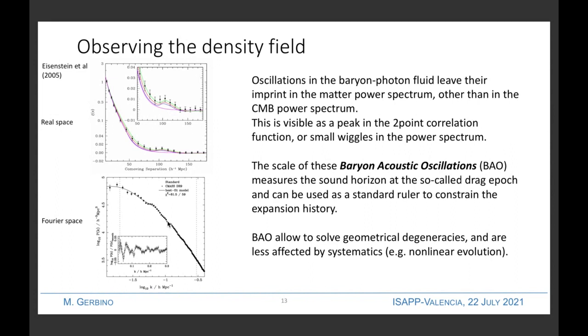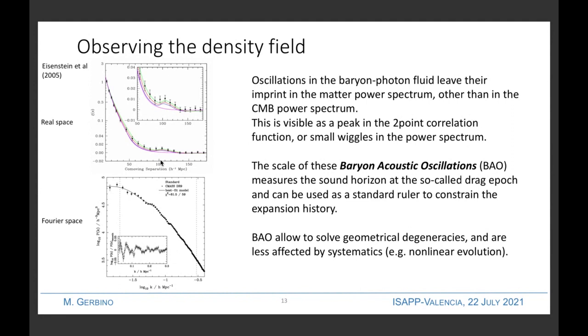The position of the acoustic oscillations in the matter power spectrum, so the position in terms of the wave number, or in real space, the position in terms of the separation between two points on the sky, is an important standard ruler. Remember, during the first lecture, we discussed the angular diameter distance, which is the observational distance that we can use to constrain the background geometry of the universe when we have to deal with standard rulers.